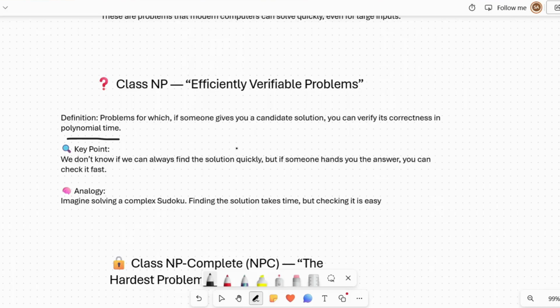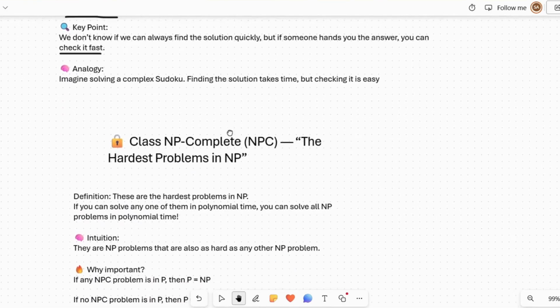non-deterministic way, and we verify the solution in polynomial time, say n to the power x. So this is class NP. Basically, all this stuff talks about the same concept. We don't know if we can always find the solution quickly, but if someone hands you the answer, you can check it fast. It means you verify it. So that's an NP problem.